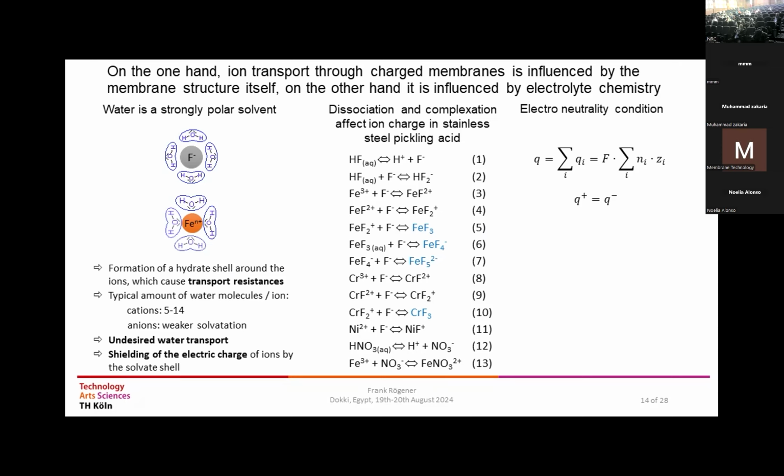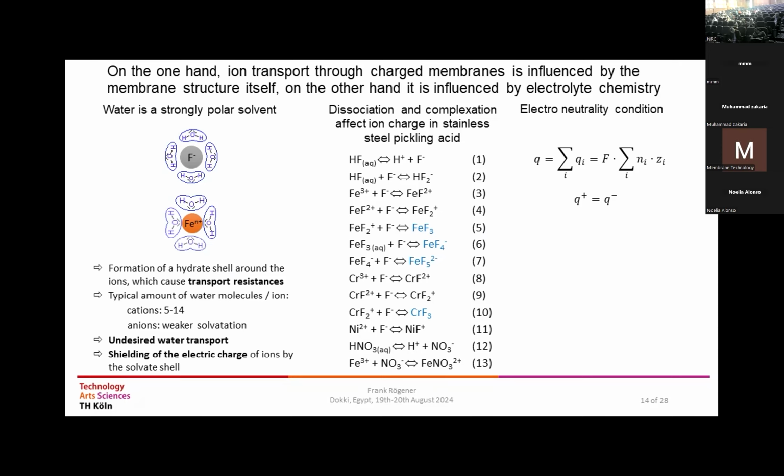The next effect is shown in the middle. We do not only have positively charged metal ions. Because of the complex chemistry behind, we can see that we have metals that are, as we expect, positively charged. We have metals that are also neutrally charged in these complexes, and we have metals that have a negative charge. The negatively charged ions would move through the positively charged membranes, and so the selectivity also is impaired.